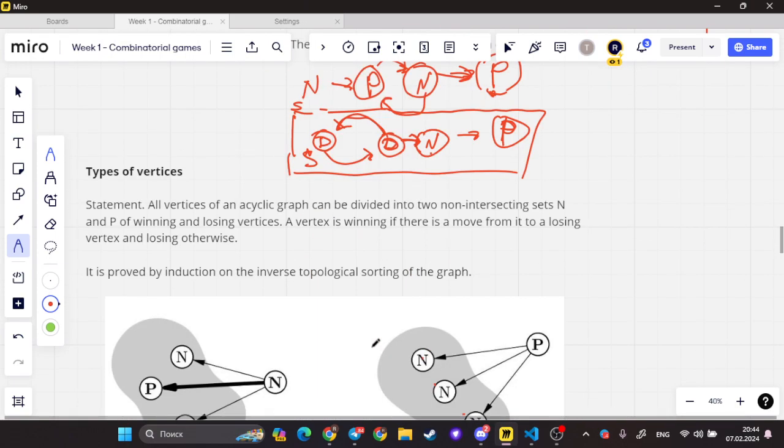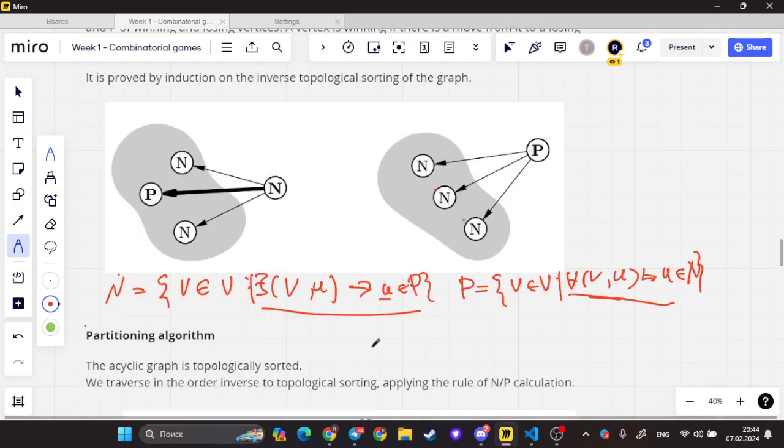Okay, and one more question. Do we get the graph in the question, or we have to build the graph out of the initial state that we have and the information?